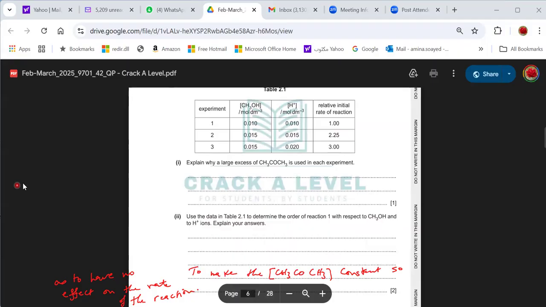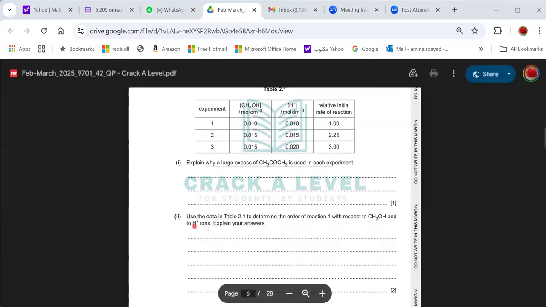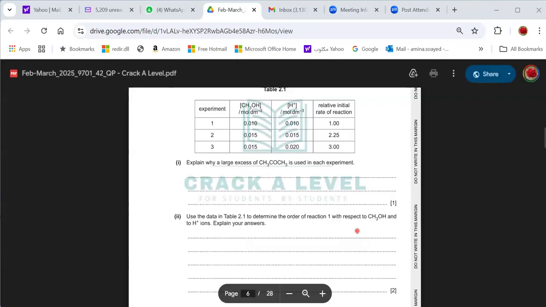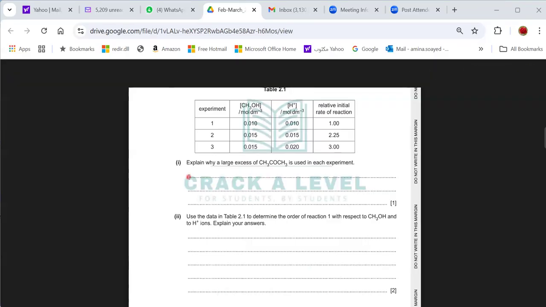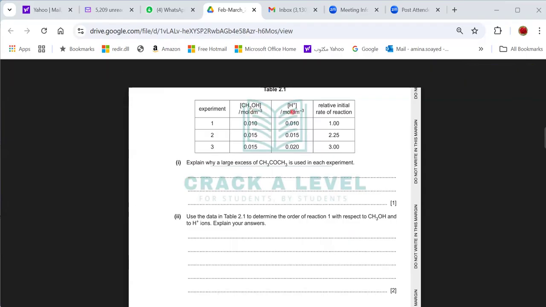Then they said use the data in the table to determine the order of reaction 1 with respect to the methanol and hydrogen ions and explain your answer. So here we have to look at two experiments where we can have one of the methanol or the hydrogen ion concentration constant and the other varied, and see what is the relation between the concentration and the initial rate.